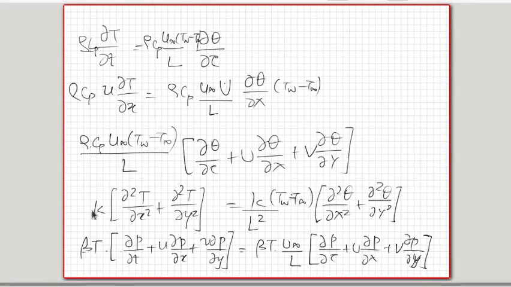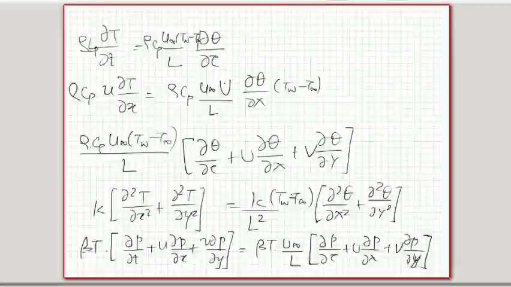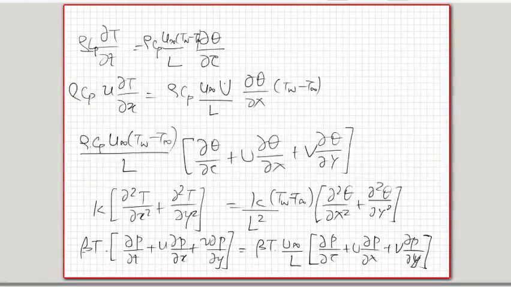And what are the other terms? There is a viscous term and the Q dot generation term that are there. Let's go to those.